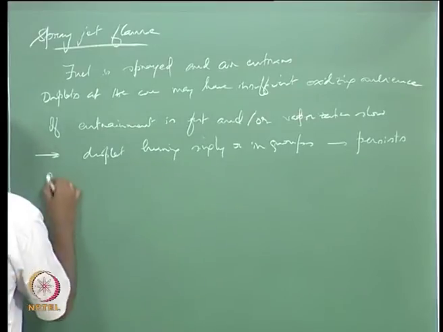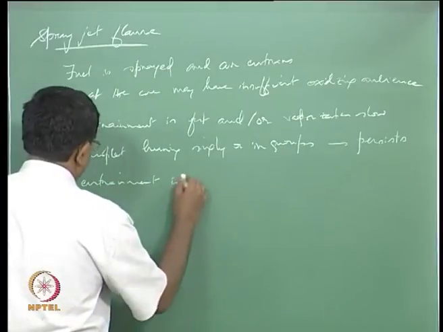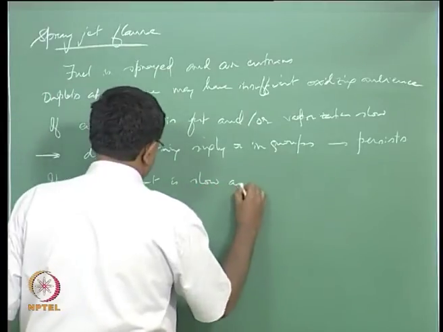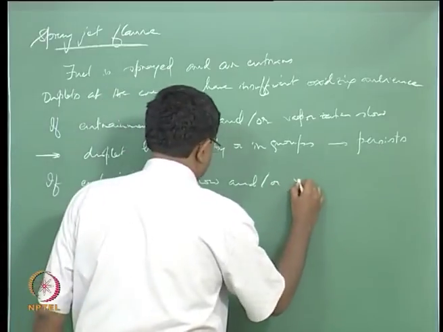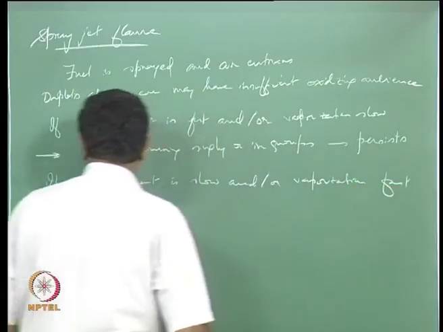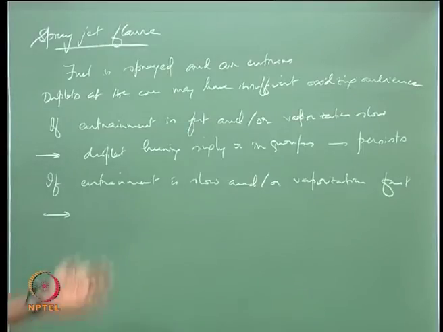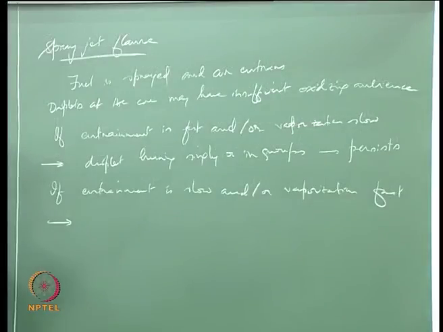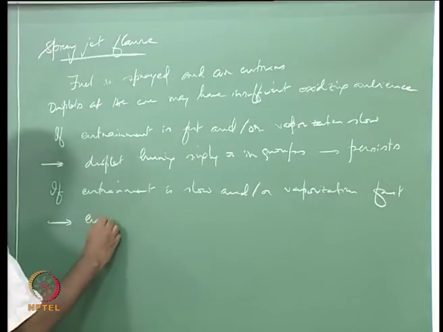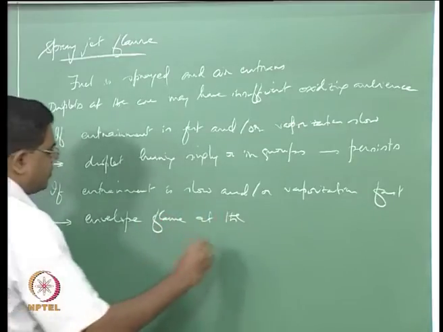On the other hand, if entrainment is slow and vaporization fast, this now leads to a flame that is enveloping what's called a spray sheet. So now you can look at a spray, you now have a cover around this, and that's exactly where you expect the flame to happen. So this is an envelope flame at the spray sheet.